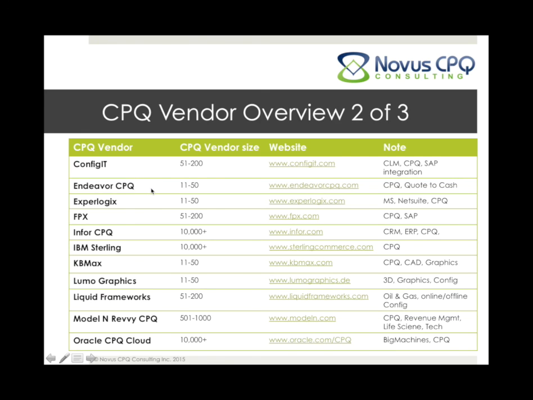Endeavor CPQ, they have a configurator which is focused on complex manufacturing, and they have a CPQ and a quote-to-cash solution. They are based in Texas. And they have an interesting feature on their website also. They have an ROI calculator. If you're wondering what kind of return on investment you would get from a configurator, this may be something that you want to check out.